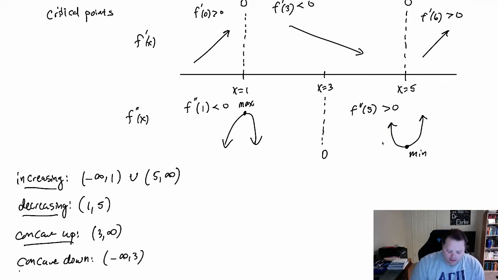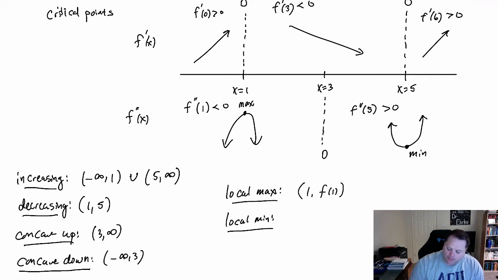Okay, finally, the last little bits of information are local maxes and mins. We have a local max here at the point x equal to 1. So at 1 comma whatever the y value is, 1 f of 1. We have a local minimum at the point x equal to 5. 5 is where our minimum is. So that's 5 f of 5.